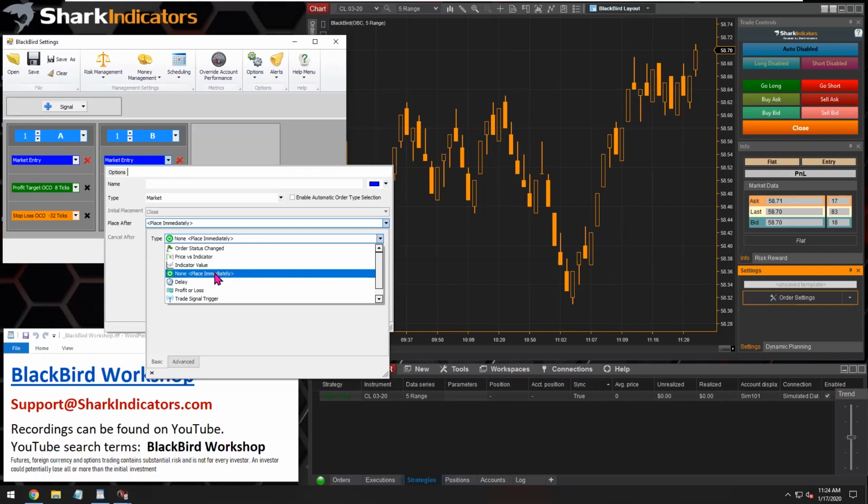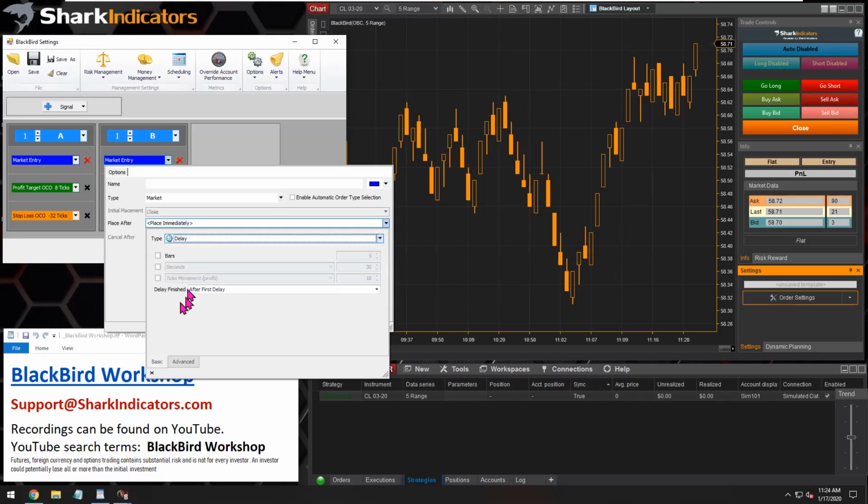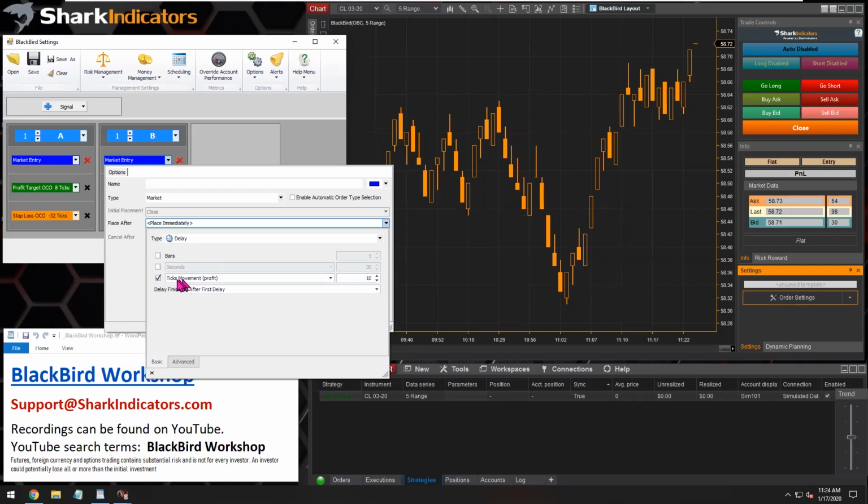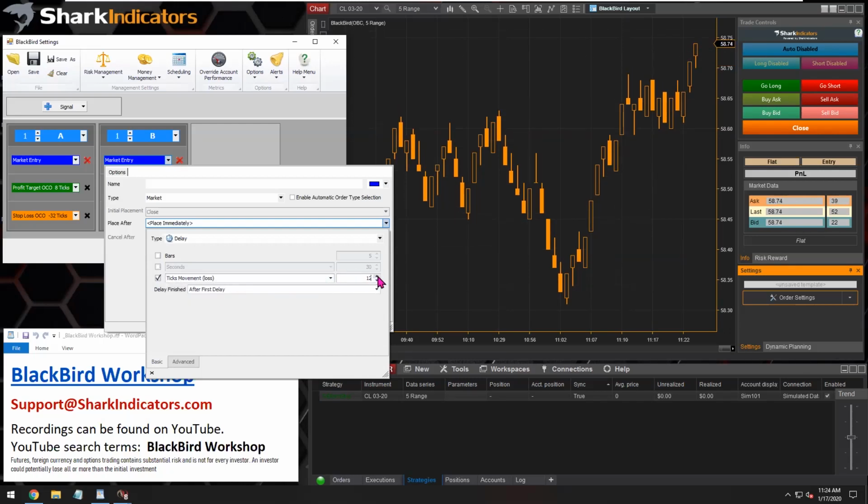So there's kind of two ways we can do this. We can use the delay, or we can use the profit or loss. I like using the delay just simply because it's easier to set up. So we're going to create a delay here of ticks of movement, but not in a profit, but in a loss. So we're looking for a 16 tick loss here, right?